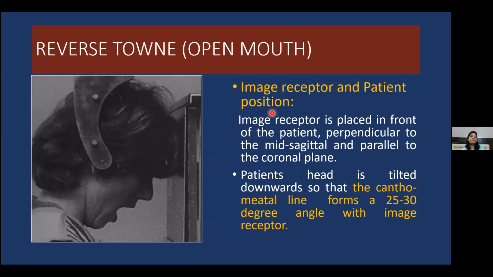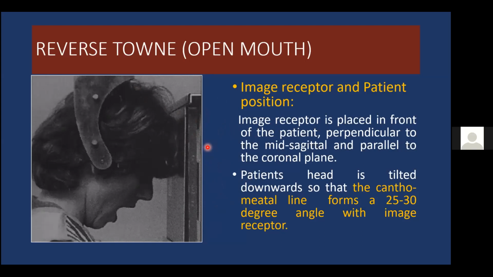Coronal projection. Very good. So the image receptor is placed in front of the patient, perpendicular to the mid-parietal plane. The patient's head is tilted downwards. In Waters view, the patient's head was tilted upwards. That was the chin touch position, and this is the forehead touch position.